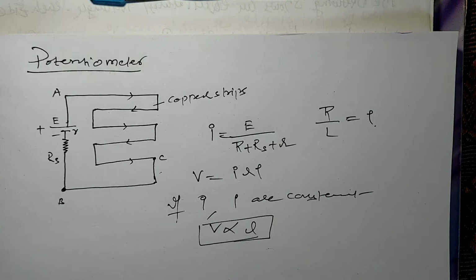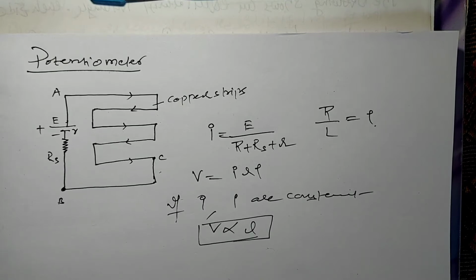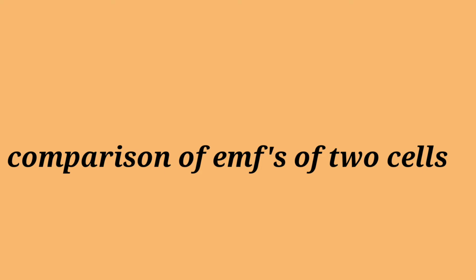In examinations, this principle of the potentiometer is asked as a sub question. What is the principle of the potentiometer? The principle of the potentiometer is that the potential difference between two points on the wire is directly proportional to the balancing length, or length between the two points.